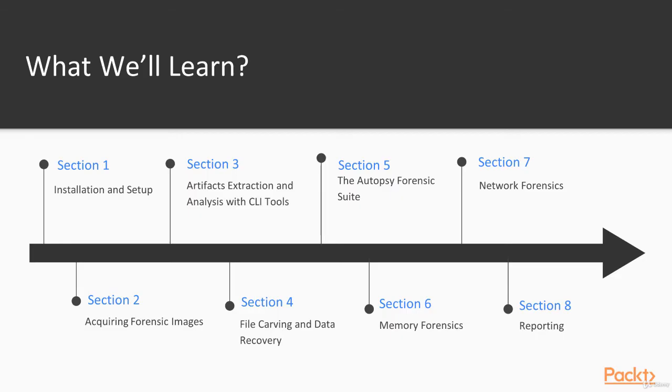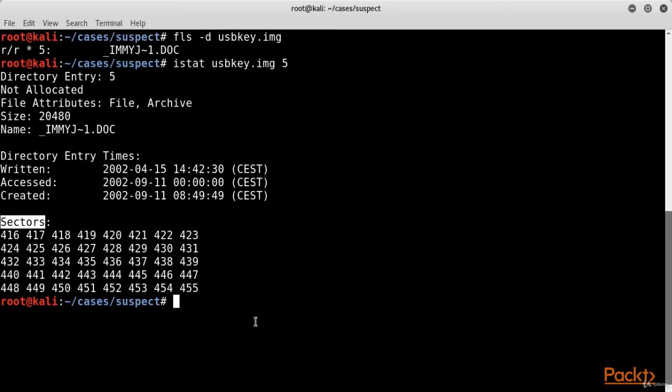In Section 4, we describe the file carving concepts and present three carving tools for recovering deleted data bypassing the file system, like Foremost, Scalpel, and PhotoRec. And we cover Bulk Extractor, which is a tool that can extract many useful data from a raw image.